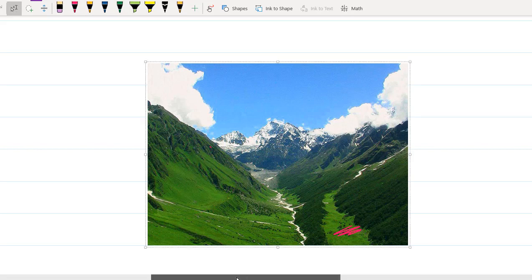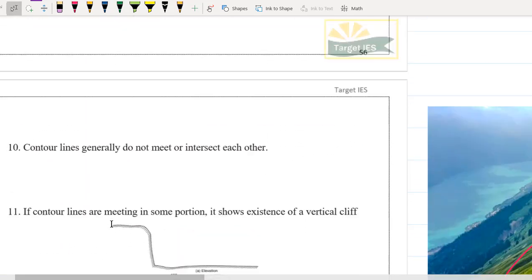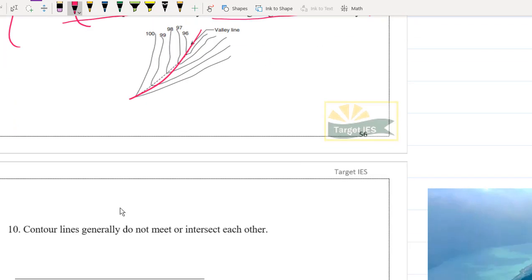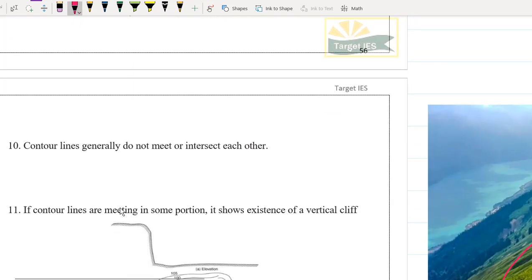Did you understand the concept? It is quite simple. So please do remember, if the values are more outside and decreasing inside towards your valley line, then we will be calling it a valley. Perfect concept. Now let us try to understand the next one.